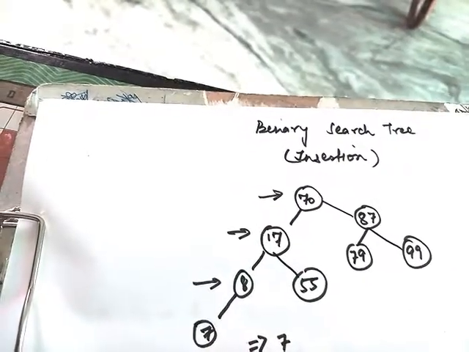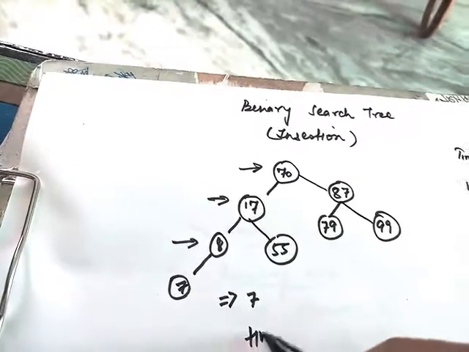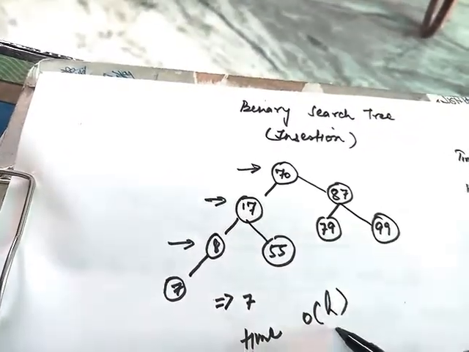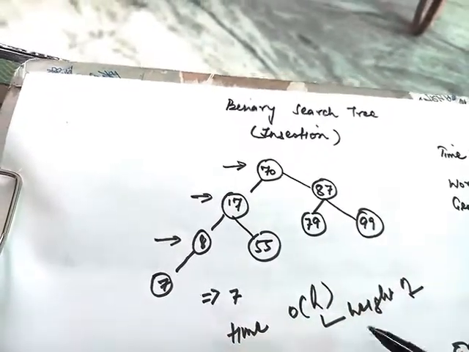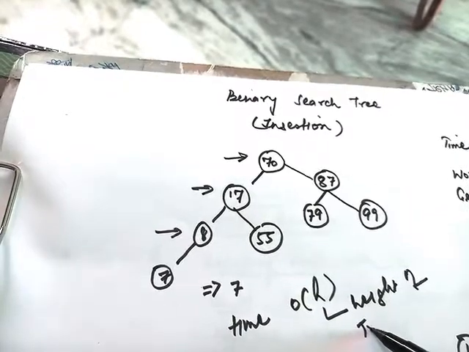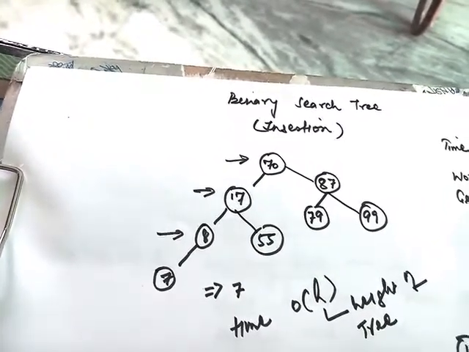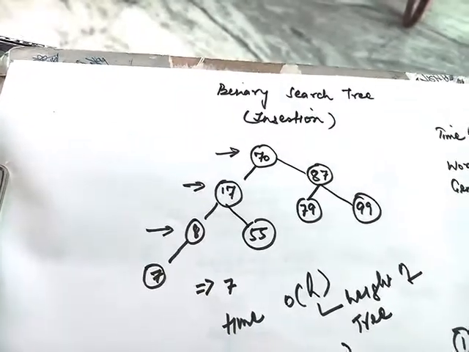So you can say the time complexity for insertion is again order of h, where h means the height of the tree, or you can also say order of log n, meaning it remains the same. So this is how the insertion takes place.